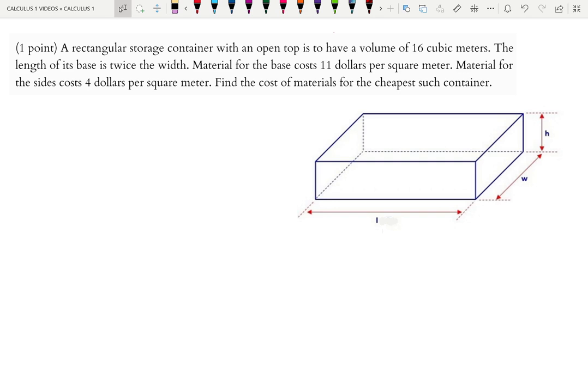Let's work on this optimization problem. A rectangular storage container with an open top is to have a volume of 16 cubic meters. The length of its base is twice the width. Material for the base costs $11 per square meter. Material for the sides costs $4 per square meter. Find the cost of materials for the cheapest such container.